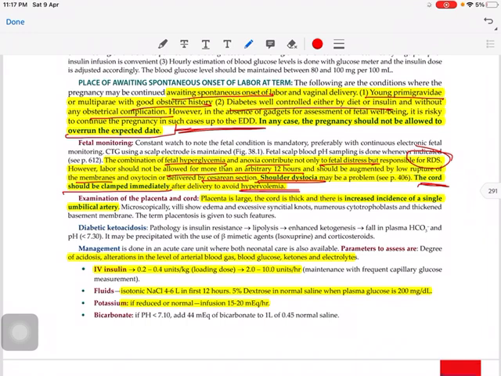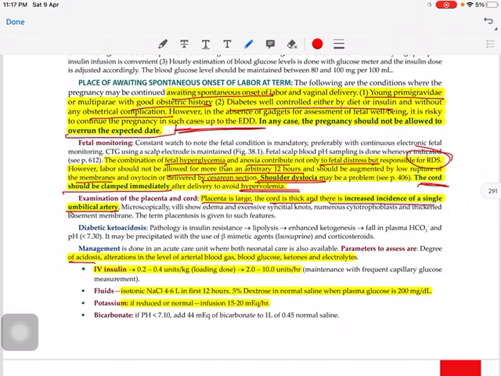Shoulder dystocia might be a problem. Placenta is large, cord is thick, and there are increased chances of single umbilical artery. Therefore, placenta and cord should be inspected on delivery.